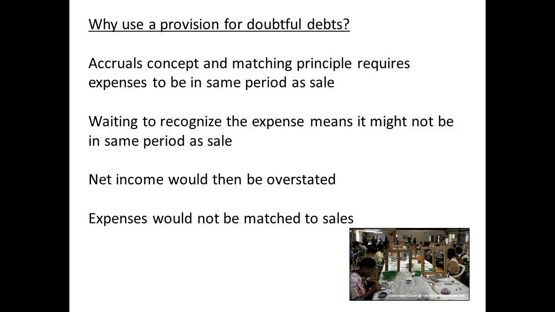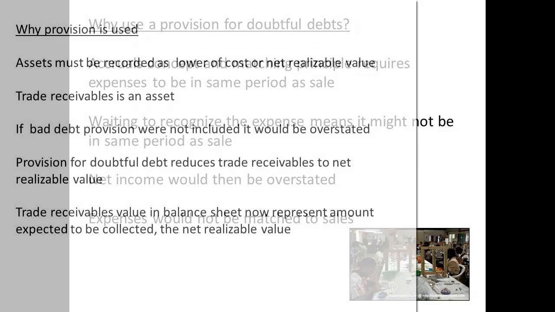Why should we be making a provision for a doubtful debt? Accounting is being done using the accruals concept and the matching principle. If we waited, then the expense would not be in the same period as the sale, and the matching principle requires that expenses are matched to sales. The net income would be overstated if we did not do this.